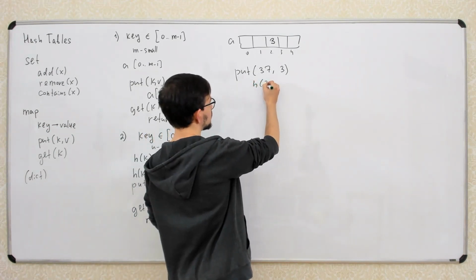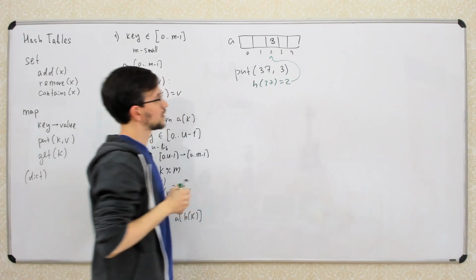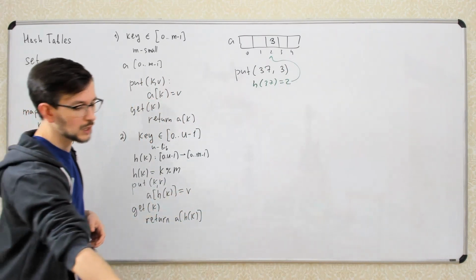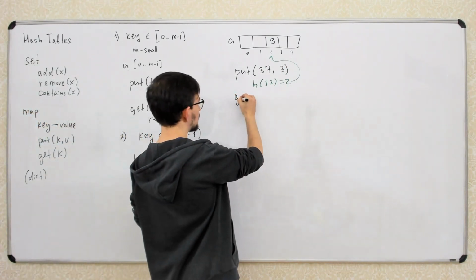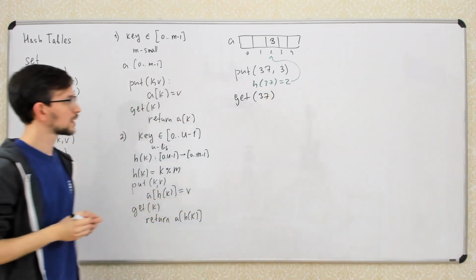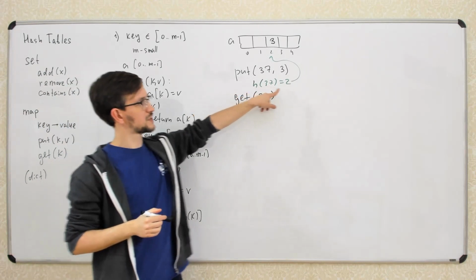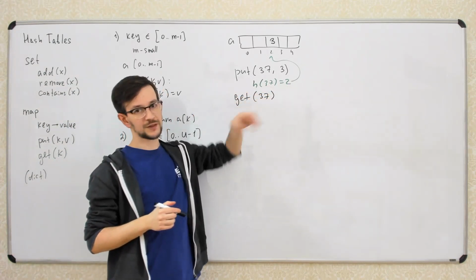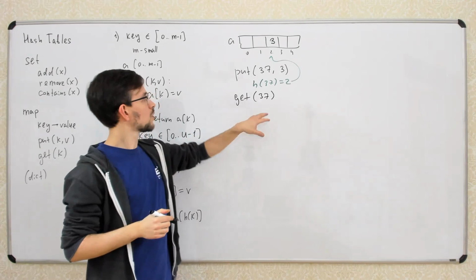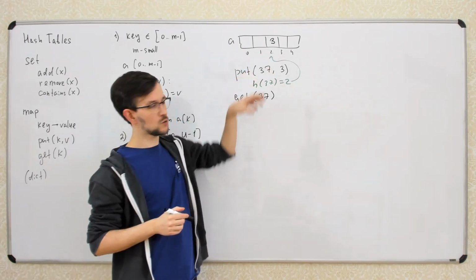Calculate hash from 37, equal to 2, and we use this as index in this array. And when we need to get the value for 37, we will calculate the same function, get the same value here. So we'll get the same index in the array. We will look in the same cell of the array and take the same value which we put here.